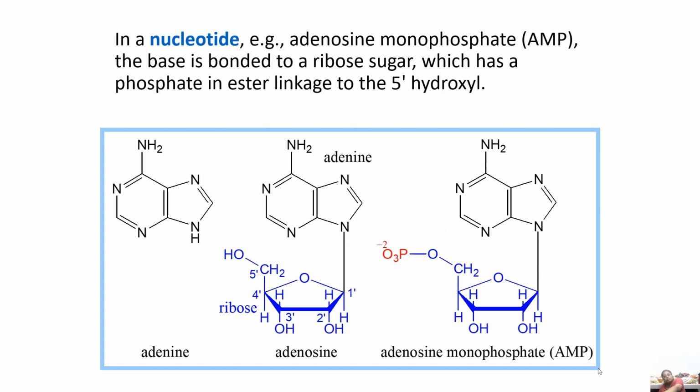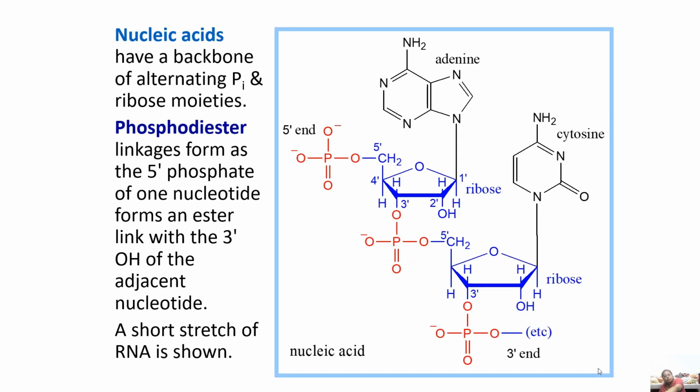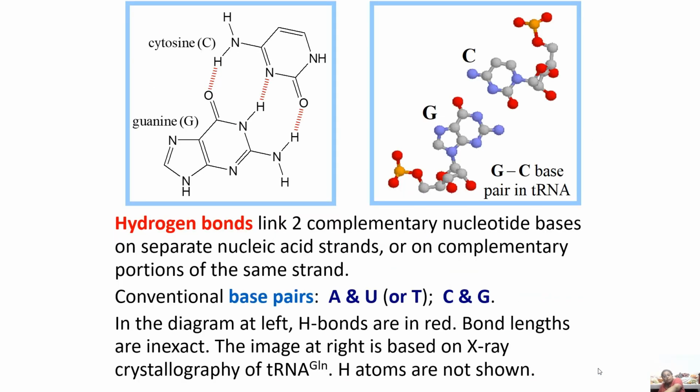In a nucleotide, for example adenosine monophosphate, the base is bonded to a ribose sugar, which has a phosphate in ester linkage to the 5' hydroxyl, right? Now, nucleic acids have a backbone of alternating phosphate and ribose moieties. Phosphodiester linkages form as the 5' phosphate of one nucleotide forms an ester link with the 3' OH of the adjacent nucleotide. Hydrogen bonds link complementary nucleotide bases on separate nucleic acid strands, or on complementary parts of the same strand.